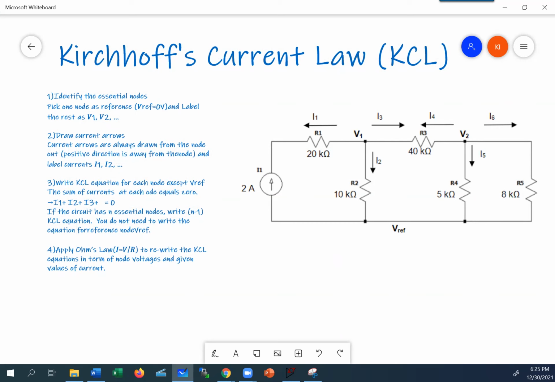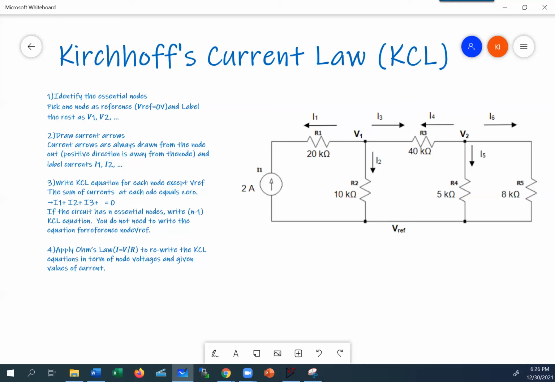An essential node is when 3 or more, depending on how you want to say it, when at least 3 elements come together. It could be 4, 5, 6, but at least 3 have to come together for it to be an essential node. If only 2 come together, it's a node, but it's not an essential node and we don't care about it. For KCL to care about a node, it has to have 3 elements coming together: 3 resistors, 2 resistors and a source, 2 sources, whatever the case. It's a combination, doesn't matter. You just got to have 3 or more things come together.